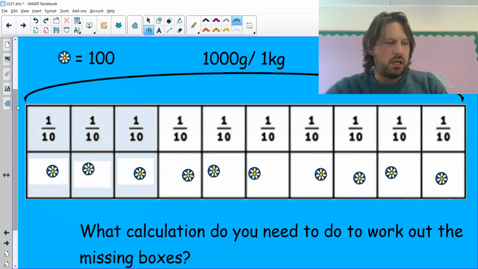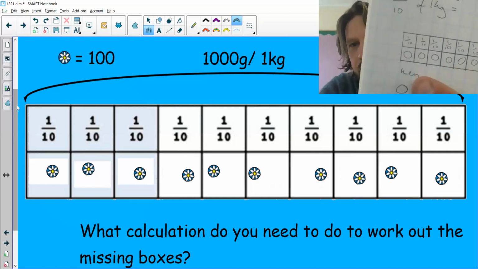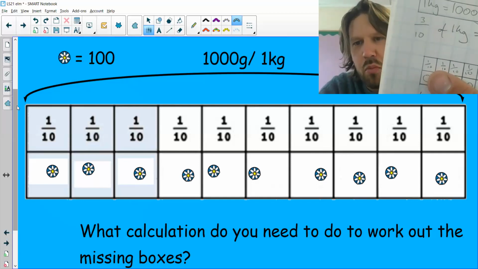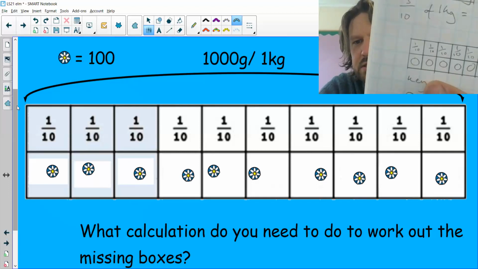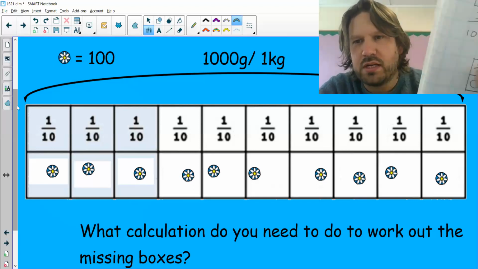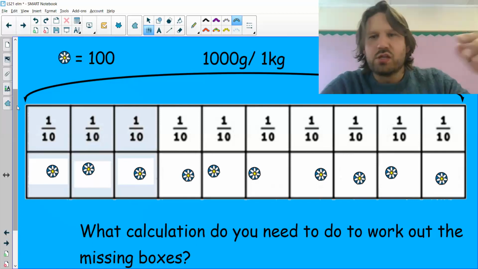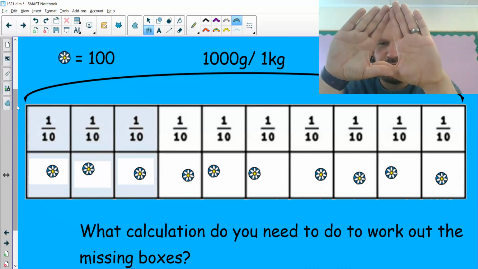So what I need you to do, I'm going to pause it with this on screen. I want you to know what 1/10 is, because it is 100 grams. So I need you to work out what 3/10 are, and I need you to write it up here as well. Okay, so we're going to pause, and that's the first task.